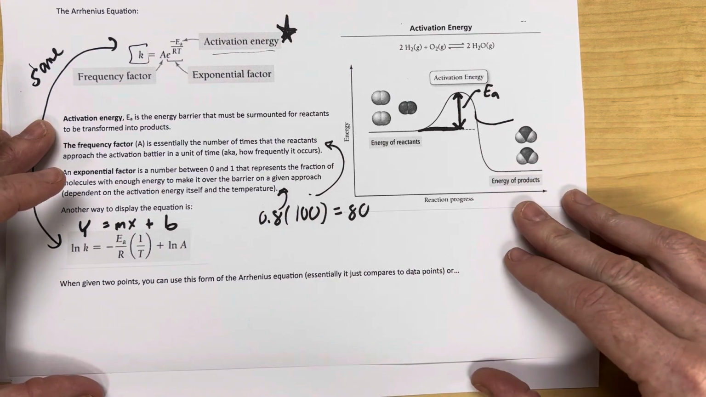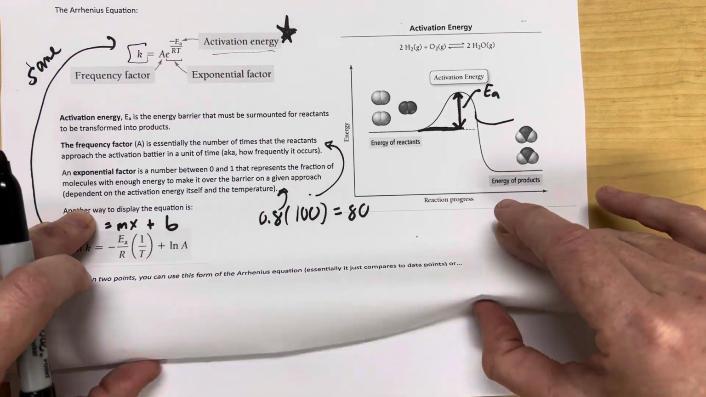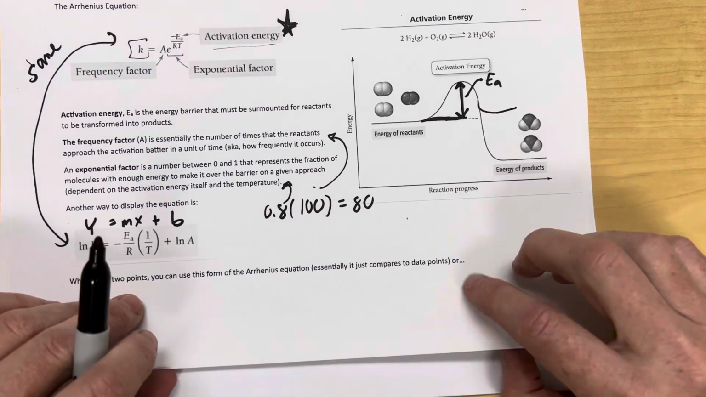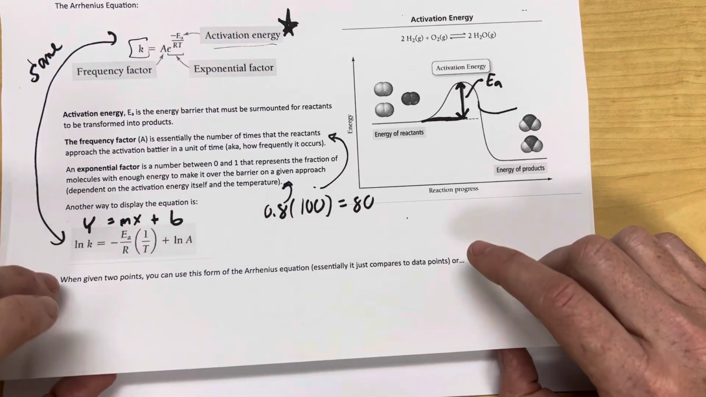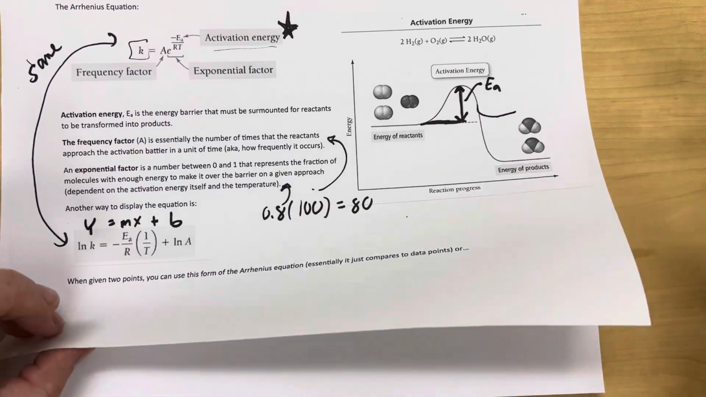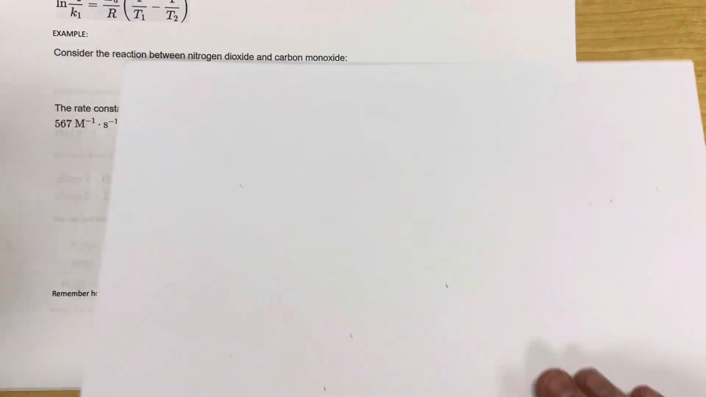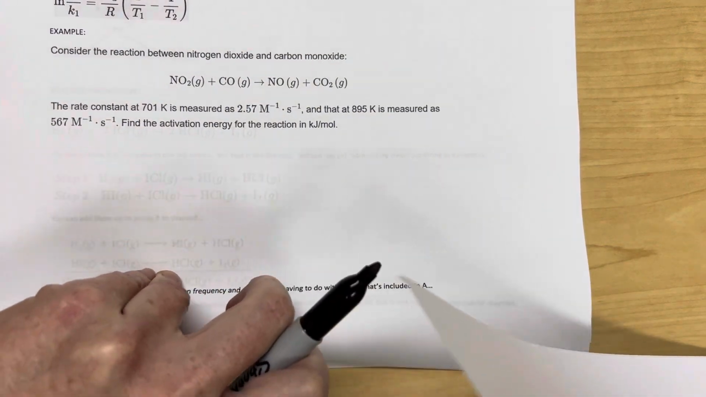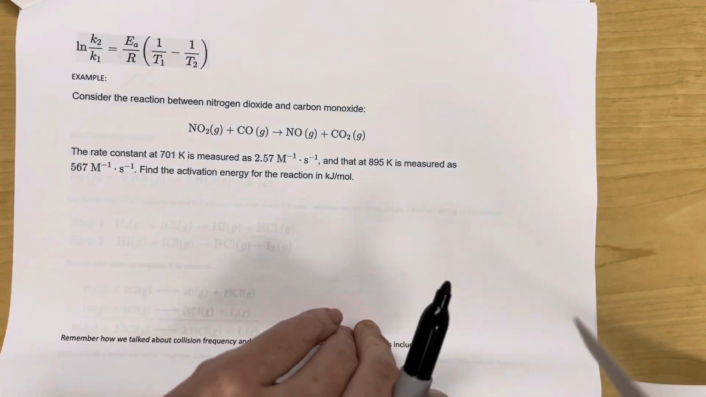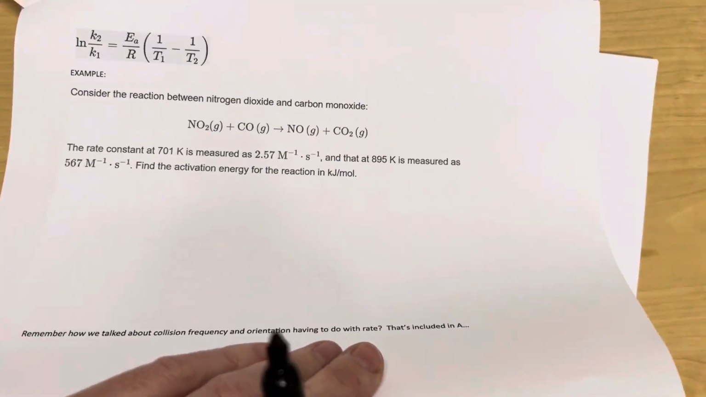But that's how you solve for things. Okay, so when given 2 points, you can use this form of the Arrhenius equation. It essentially compares data points. So if you're given 2 different points, like 2 temperatures, 2 Ks, you would solve for something.